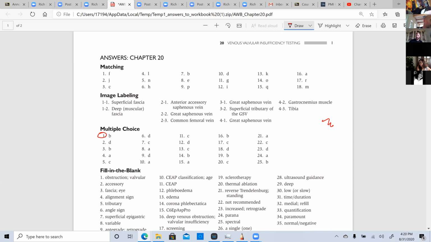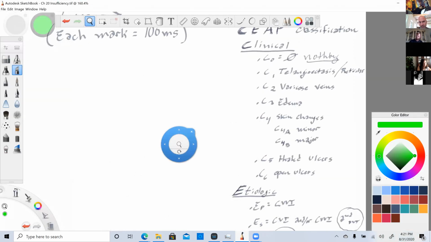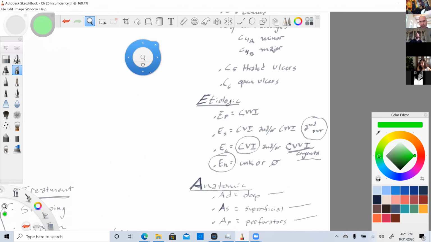Upon duplex assessment of the venous system, the deep system was found to be unremarkable, although there was reflux demonstrated in the bilateral great saphenous veins. So EP for CVI, vascular, there was reflux demonstrated in the bilateral great saphenous veins.